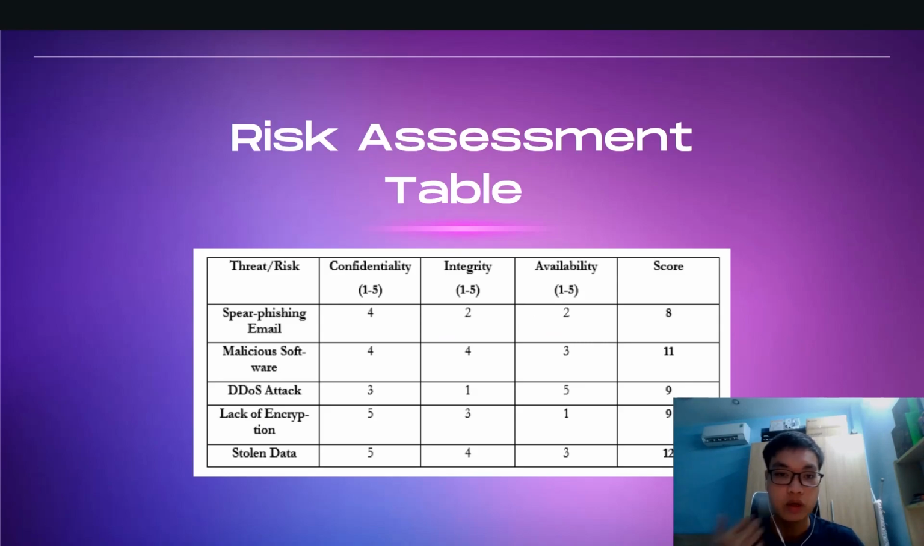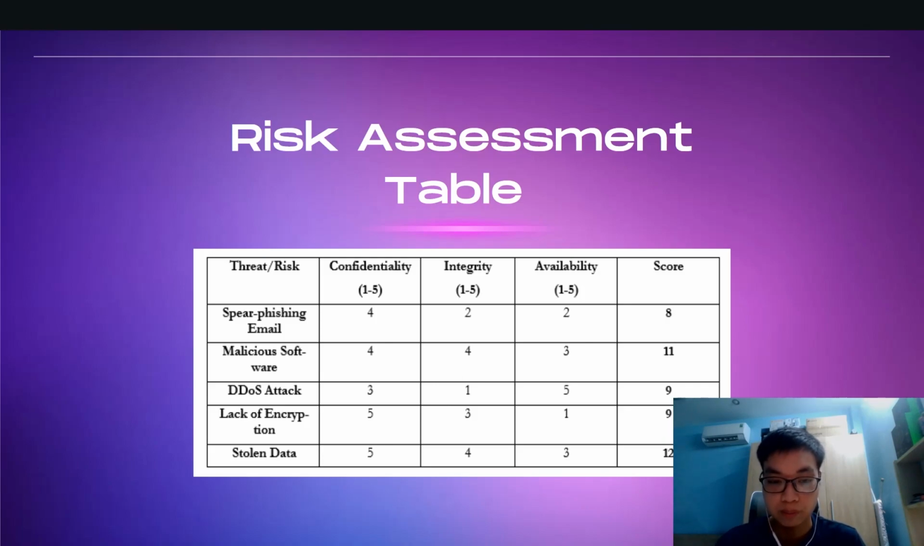And from the attack tree, we were able to create this risk assessment table, where we identified 5 risks, which included the spear phishing email and the malicious software afterwards. Also, the lack of encryption in the company's email system, and the DDoS attack, and finally the stolen data that the cybercriminals were able to get from the hospital.